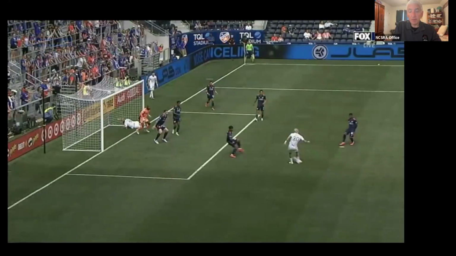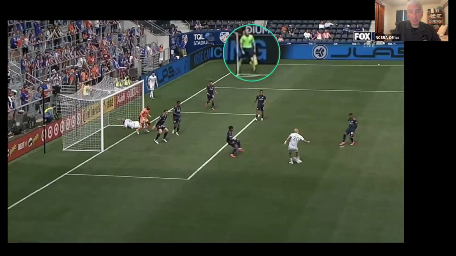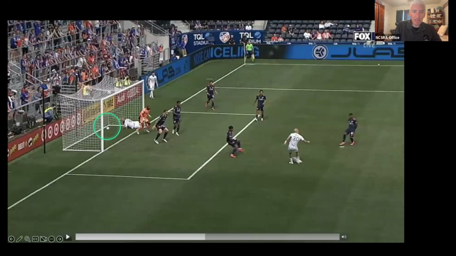First of all, look at our work ethic by the AR, right where he needs to be. Can you be offside if you're off the field?